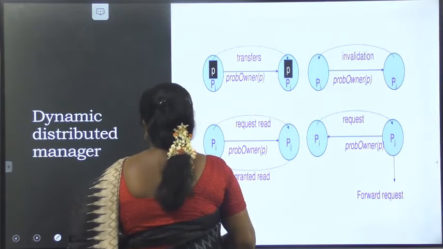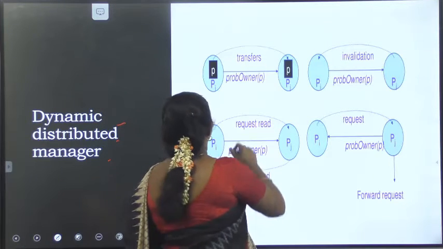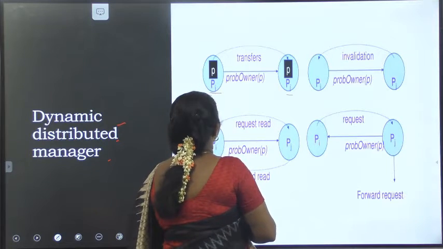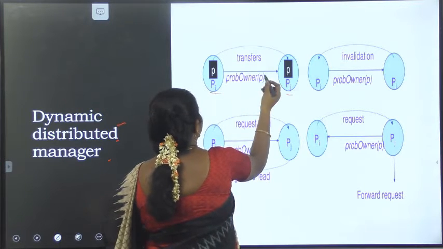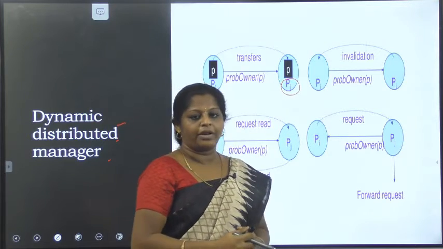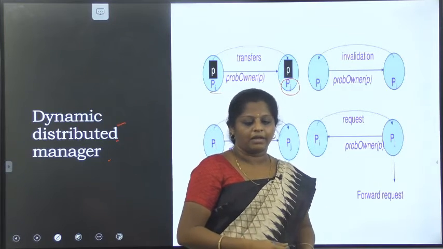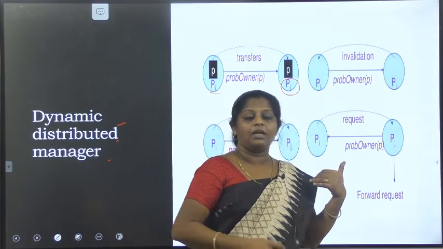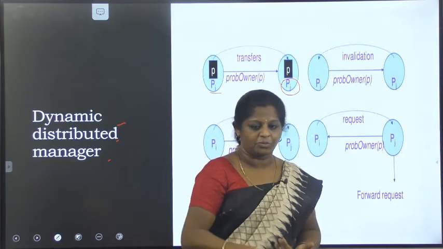So this is a diagram of the dynamic distributed manager, right? It is the first one, PI and PJ. So we have two processes here. PI is requesting the probable owner of the page PJ. PI is going to request the owner of the page P, that it wants to access that data. This time, as I told you, every process keeps the probable owner of P information of each page.